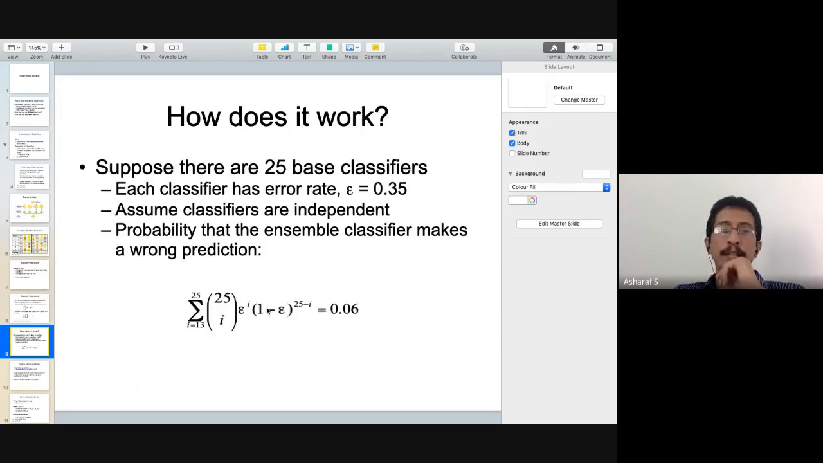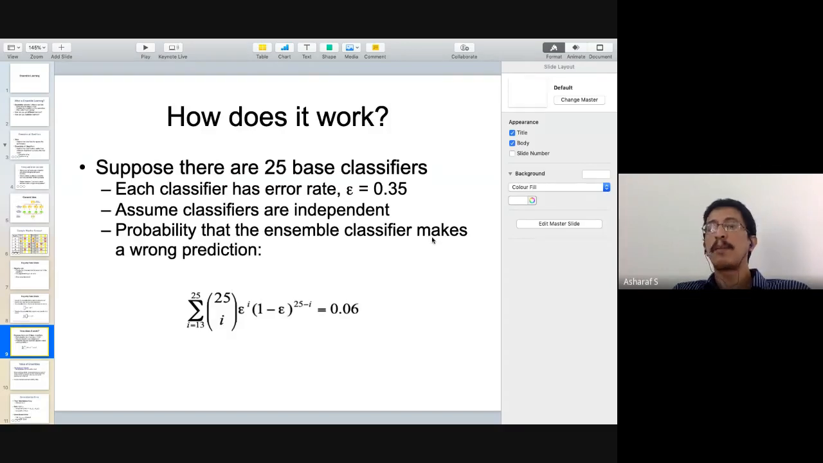So numerically, suppose there are 25 base classifiers. Each classifier has an error rate of 0.35, which is slightly better than a random guess. Which means that 65% of the time the classifiers do well. Assume the classifiers are independent.